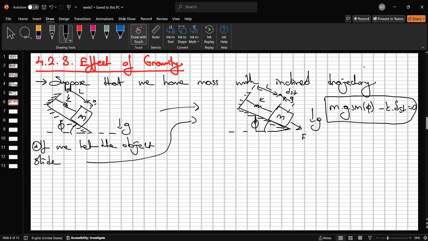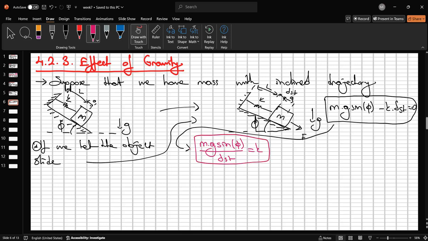Do you get it? Do you understand that, everyone? Any question? So from this point we can conclude that m times g times sine phi divided by sigma st can be used to calculate the k constant value, okay. It can be defined and found just like this, right? Any question?